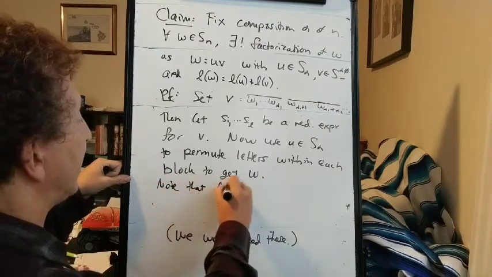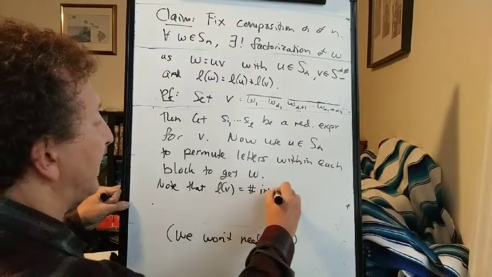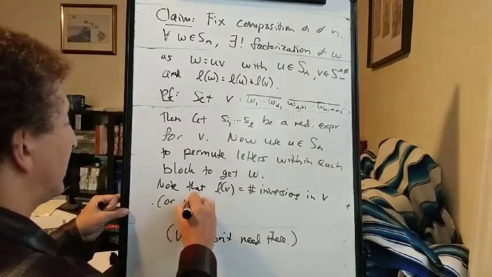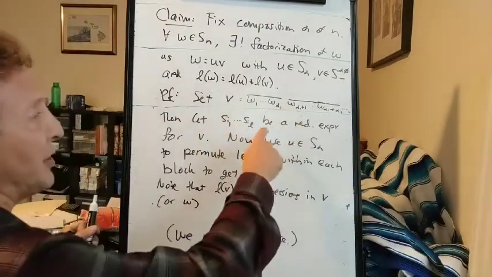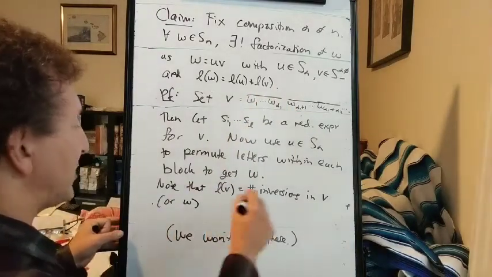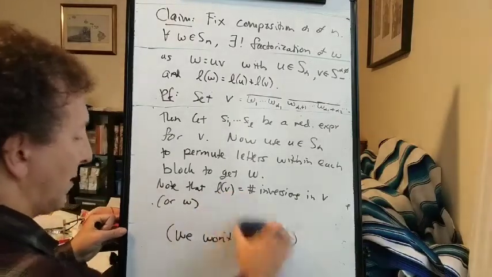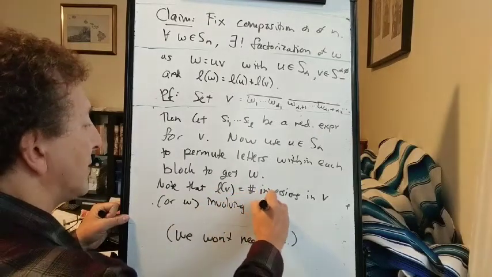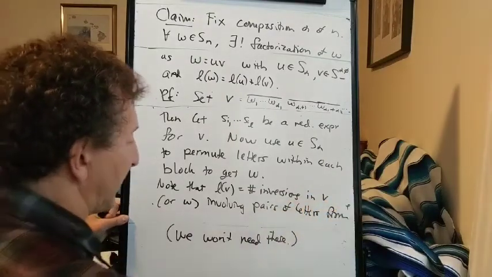Now note that the length of V, l, equals the number of inversions in V or W that occur. Now, each block is strictly increasing. So all the inversions here are a letter in one block and then a letter in a later block. So the number of inversions in V or W involving pairs of letters from different blocks.